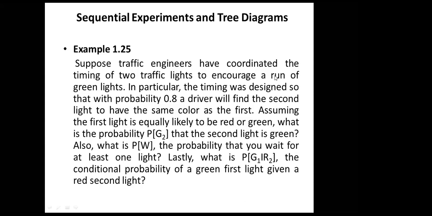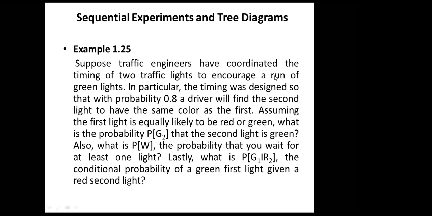In particular, the timing was designed so that with probability 0.8, a driver will find the second light to have the same color as the first. Assuming the first light is equally likely to be red or green, what is the probability PG2 that the second light is green? Then they're also asking what is the probability of W. What is W? The probability that you wait for at least one light. So W means wait.